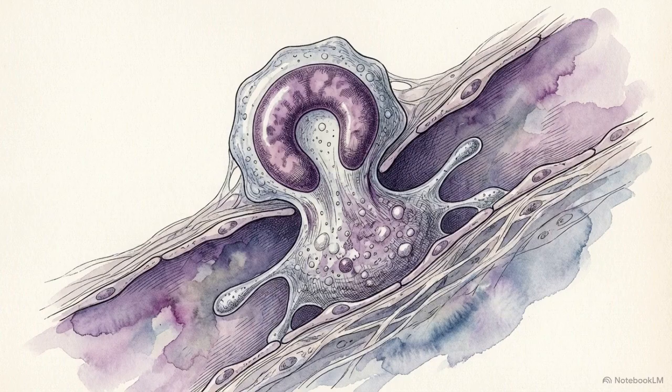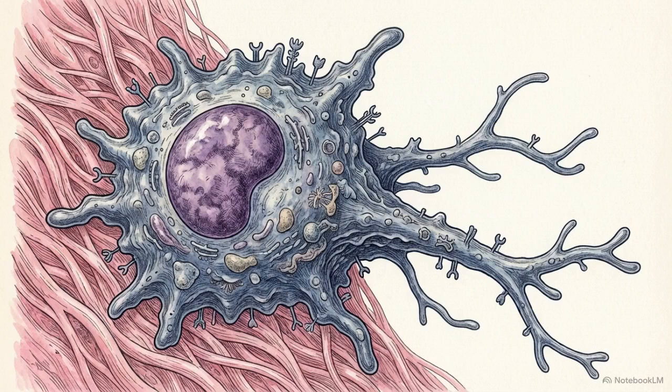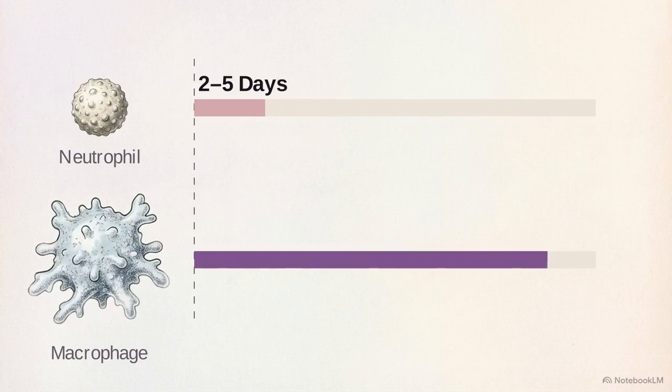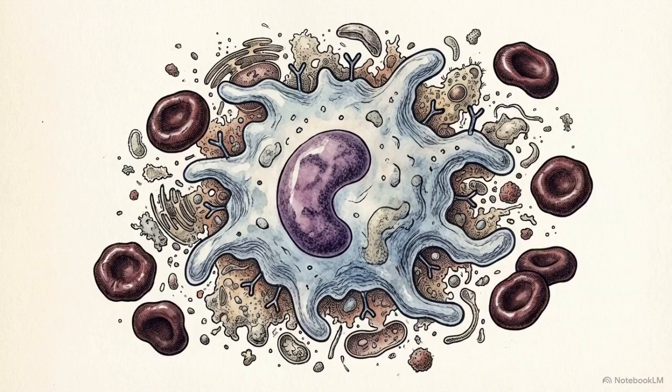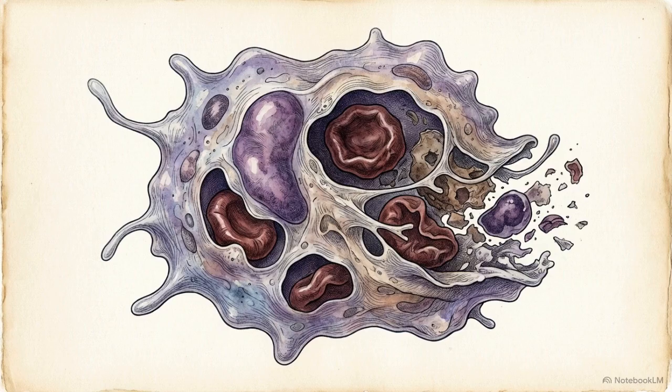Following the initial assault by the neutrophils, the monocytes arrive. Once they exit the bloodstream, they undergo differentiation, expanding into massive, highly active tissue macrophages. While a neutrophil survives in the tissue for 2 to 5 days, a tissue macrophage can live in the interstitium for months. Acting as the heavy-duty scavengers of the body, macrophages take on the primary cleanup function. They phagocytose cellular debris and clear out senescent red blood cells.